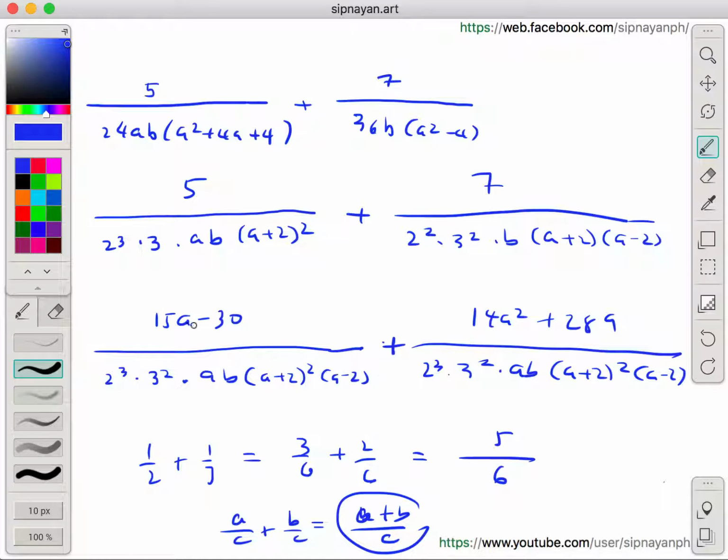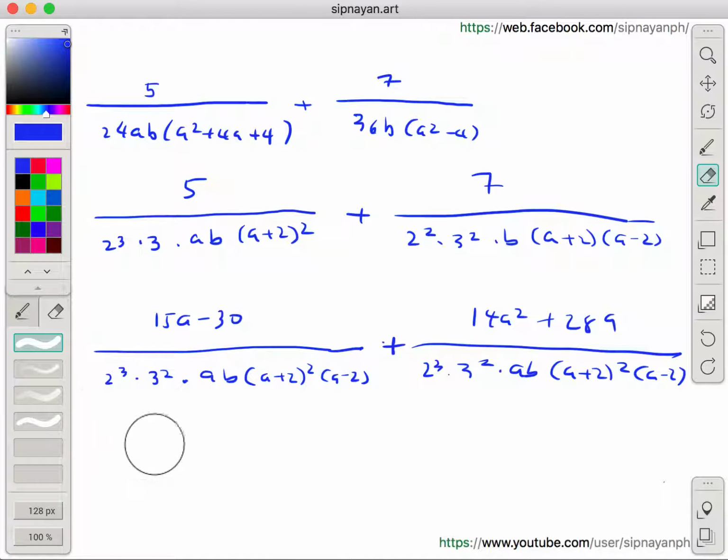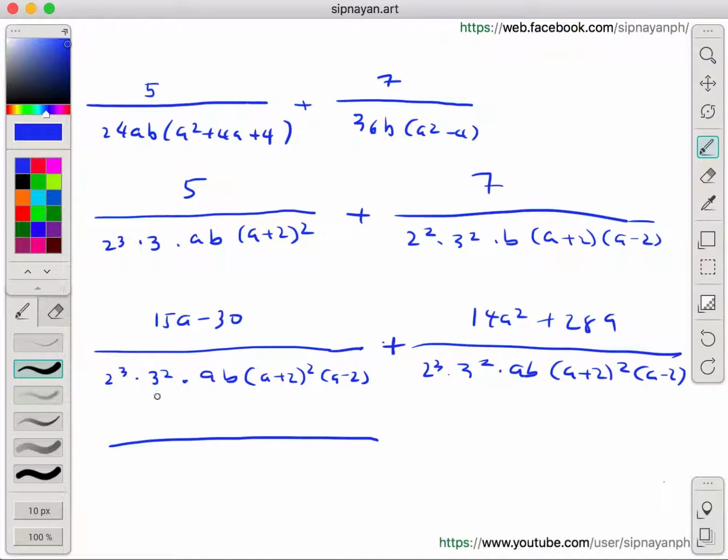Okay, so tapos, i-simplify na natin. Combine natin yung pwedeng combine, mga similar terms. So, ang pinaka-final rational expression natin is ito, yung denominator. So, I think we can simplify already. 2 cubed is 8, 3 squared is 9, 8 times 9 is 72. And then we have an AB here, and then we have (A plus 2) quantity squared times (A minus 2).